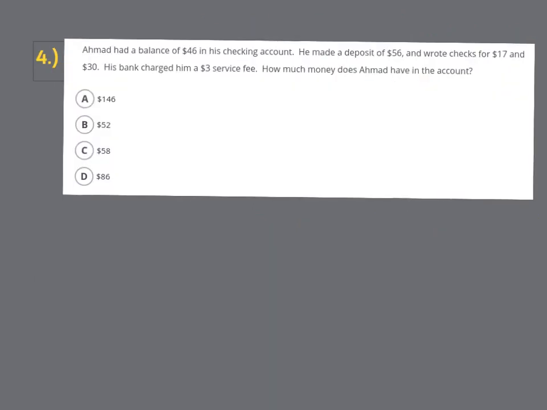Ahmad had a balance of $46 in his checking account. So a balance, that's how much money he has in there. So that's a positive number. He made a deposit of $56. So a deposit means that he's putting money in there. So that means the amount of money in his checking account goes up, making it therefore a positive number.